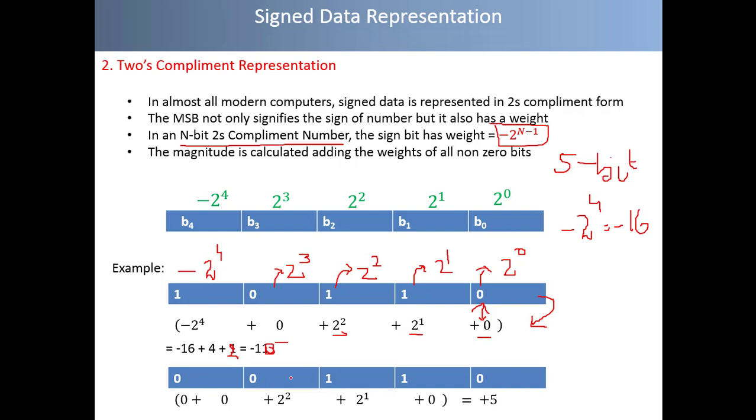Let's take another example. We have 00110. Multiplying all bits by their weights, we get 0 over here, 1 into 2 raised to power 1, 1 into 2 raised to power 2, 0 into 2 raised to power 3, which is 0, and 0 into -2 raised to power 4, which becomes 0. So the final result is 2 raised to power 2 plus 2 raised to power 1, which is +6. This is how we convert a given binary number in 2's complement form into its associated decimal representation.